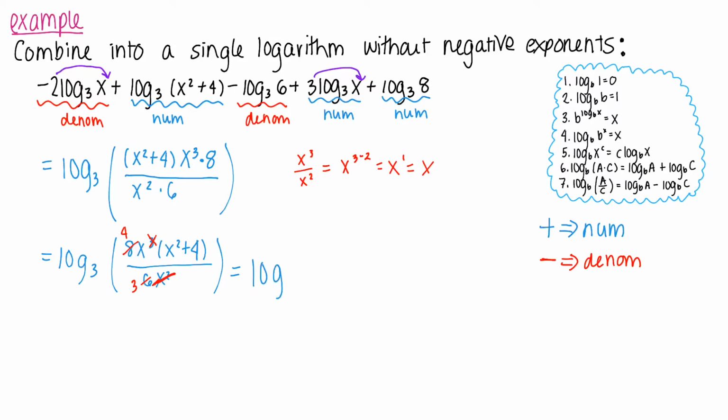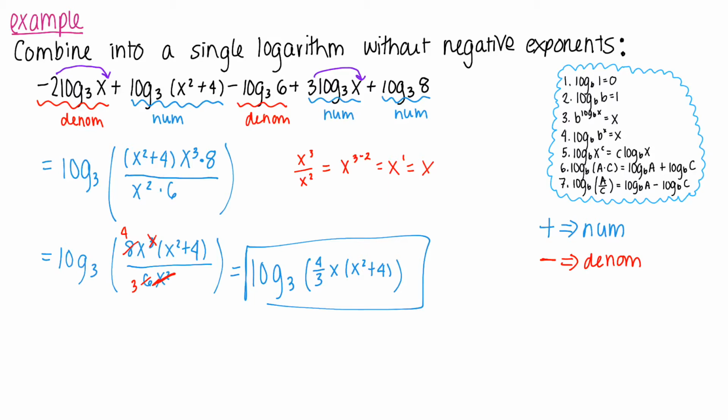And we have log base 3 of 4x. Oh, and it's not going to be a fraction anymore because we canceled the whole denominator. So the whole denominator besides the 3, but we'll just write it like this. So 4/3 x times x squared plus 4. And there it is.